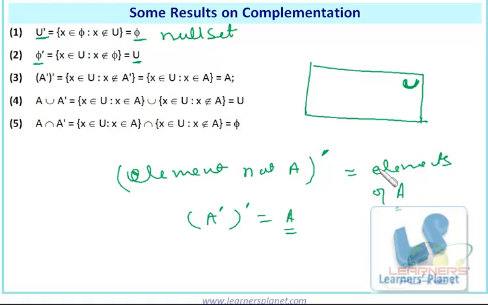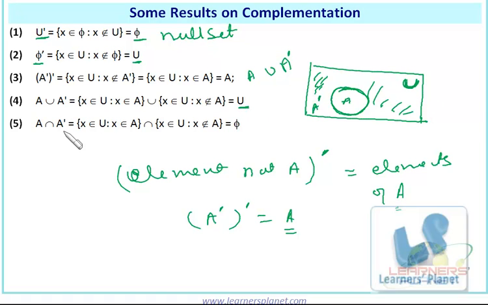Now A union A dash. So A is all the elements of A. I suppose this is a universal set. This is A, and this remaining portion is actually A dash, because A dash is elements which are not part of A. Now A plus A dash will be what? U, obviously. So A plus A dash, that means A union A dash. Plus means union, you are adding all the elements. So A union A dash is U.